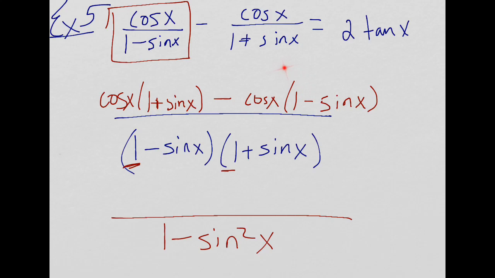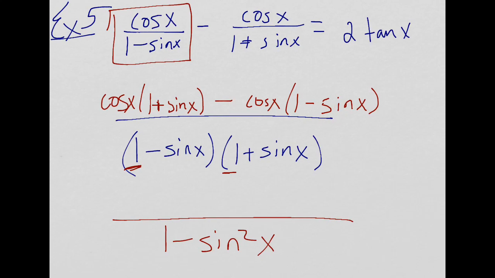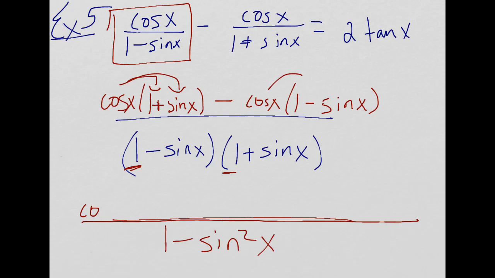Alright, this bottom's 1 plus sine x. So to get the common denominator here, I have to multiply it by 1 minus sine x to get the common denominator. So I'd multiply the top by 1 minus sine x. Alright, so this is going to be, I am going to have to distribute the cosines out. So that's going to give me cosine x plus cosine x sine x.